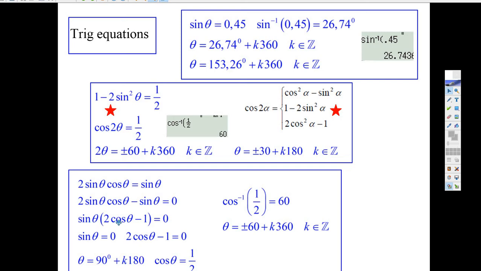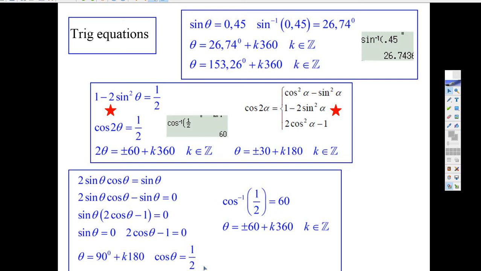And the other one, sine times 2 cosine, gives me this. Sine times minus 1 gives me this. Then you make 2 cosine minus 1 equals 0. You add 1. You divide by 2. And there you get cosine theta equals a half. Well, there's your two things.